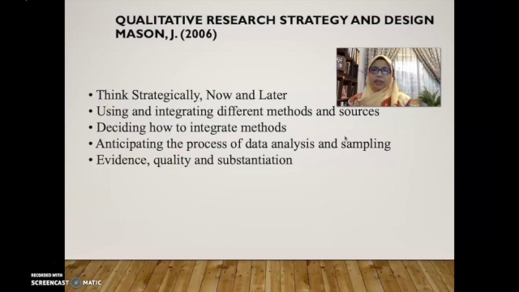So think strategically now and later. Think what happened before, what happened now, and what's going to happen later on. And using and integrating different methods and sources, deciding how to integrate the methods, and anticipating the process of data analysis and sampling, and finally evidence, quality, and substantiation.